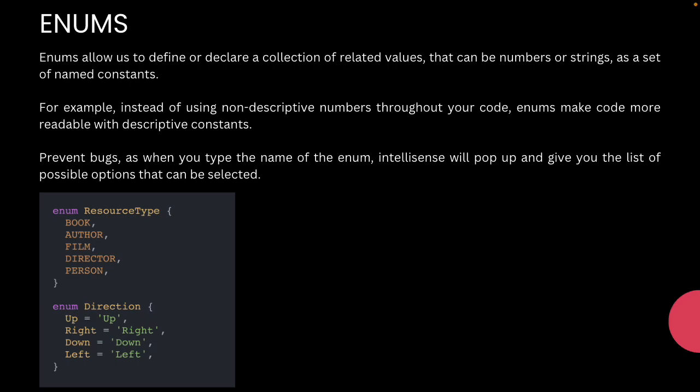If we actually log the value of ResourceType dot book, then we get the value, I think, 0. It starts with 0, right? So they're starting with 0, so that's a numeric enum. The second one is string, where you define a string for a given key. So let's look into that as well.